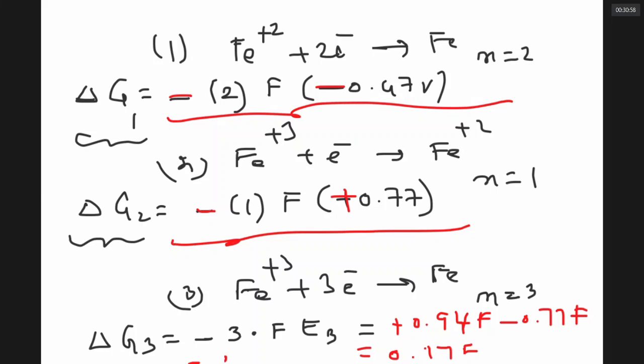Minus 3 FE3 is equal to this much. So what gets cancelled, obviously? Can you find out what E3 is? Yes, sir. What is E3, sir? 0.17 by 3, so 0.17 by 0.6? Is it 0.6 or 0.06? 0.06, with negative sign.